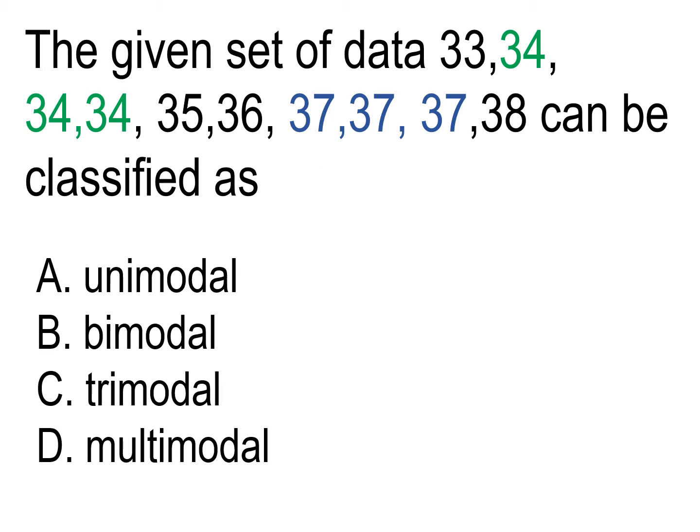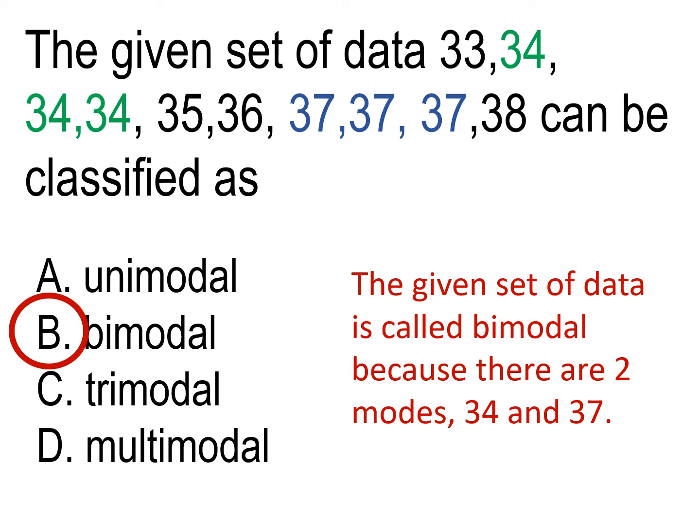The given set of data 33, 34, 34, 35, 36, 37, 37, 38 can be classified as... Answer is bimodal. Now, the given set of data is called bimodal because there are two modes, 34 and 37. In other words, 37 and 34 each appear twice. So, dalawa ang modes natin. Okay? So, ang tawag natin dyan ay bimodal.